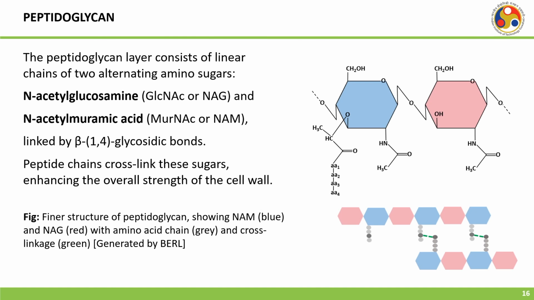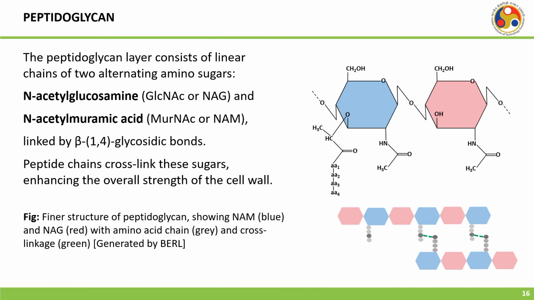Let us discuss the peptidoglycan in a little bit of detail. This consists of linear chains of two alternating amino sugars. The first is NAG or N-acetyl glucosamine, and the other one is NAM or N-acetyl muramic acid, which are linked by beta 1,4 glycosidic bonds. Peptide chains cross-link these sugars, enhancing the overall strength of the cell wall.